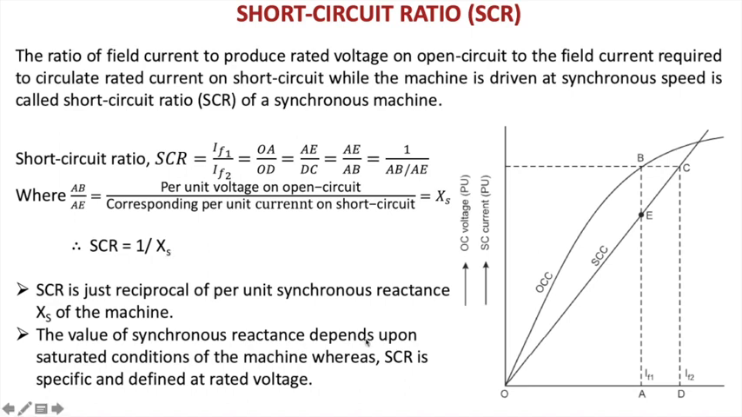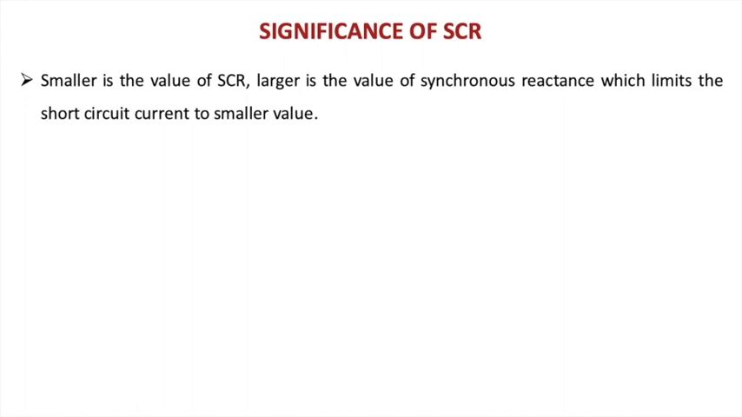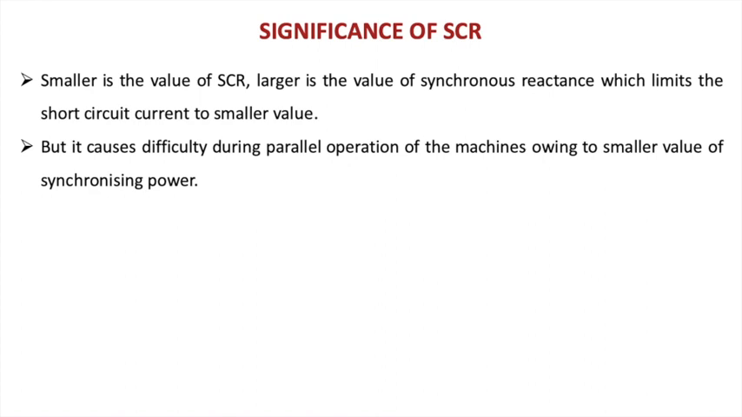The value of the synchronous reactance depends on the saturated conditions of the machine, whereas SCR is specific and defined at the rated voltage. What is the significance of the SCR? Why do we calculate it? The smaller the value of SCR, the larger will be the synchronous reactance, and it limits the short circuit current to a smaller value, because if the reactance is much larger, the current will be reduced. But it causes difficulty during the parallel operation of the machines owing to the smaller value of the synchronizing power.